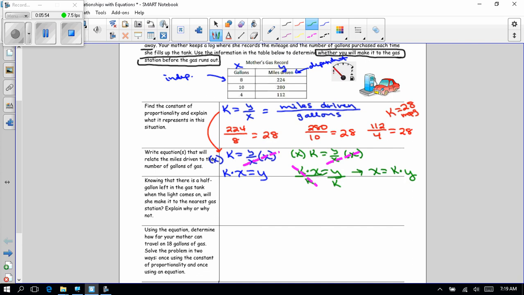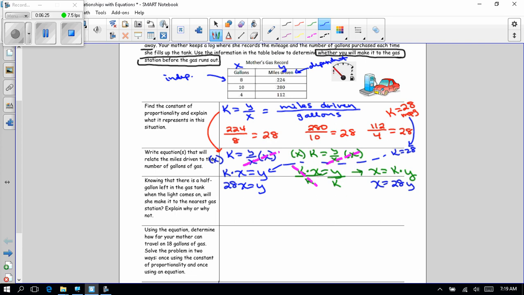All right? So now I've got a bunch of different ways I can use this equation. Now remember, though, a minute ago, k was 28. So really I could say x is equal to 28y, or I could come way over here and I could say 28x is equal to y. So now I've got a bunch of different equations that are going to help me to solve some problems.